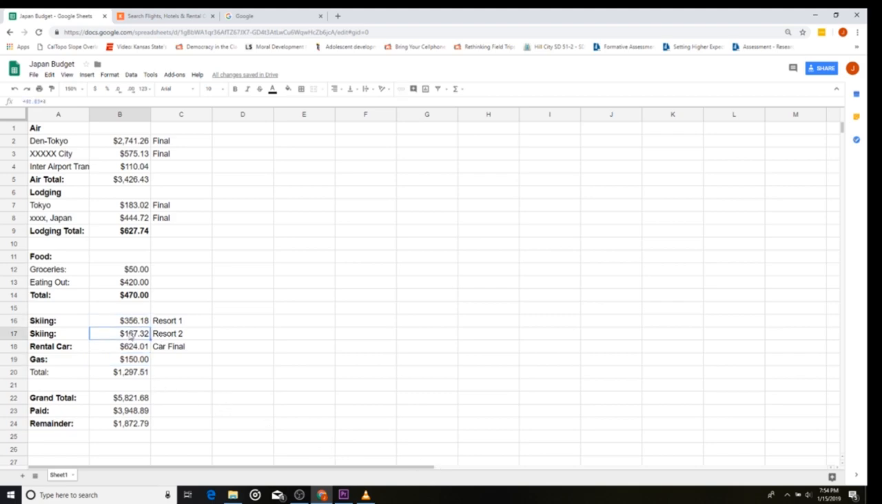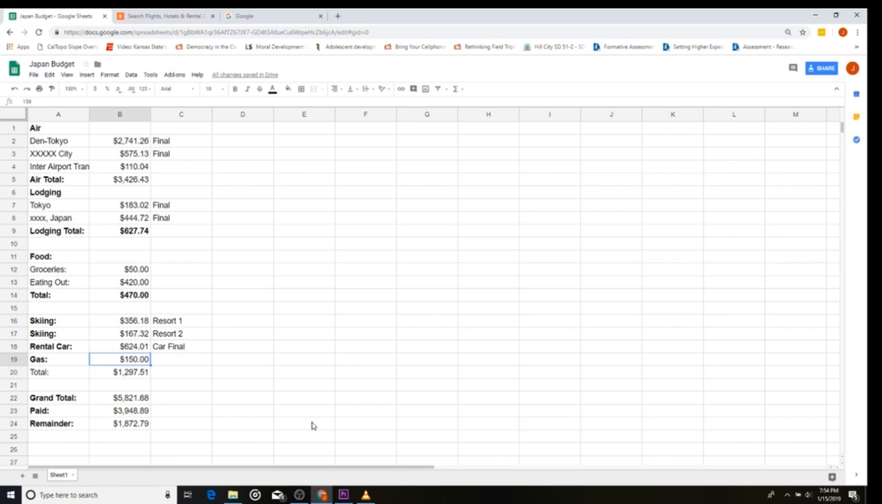So these two values were much higher than I actually ended up needing to spend to ski at these locations, which was nice. And the rental car price was a little cheaper on the budget than it ended up being in real life, but gas was entirely, I budgeted five times the money I needed. I spent probably $30 on gas refilling the car before I dropped it off at the rental place. It was super cheap. Super cheap driving around Japan.